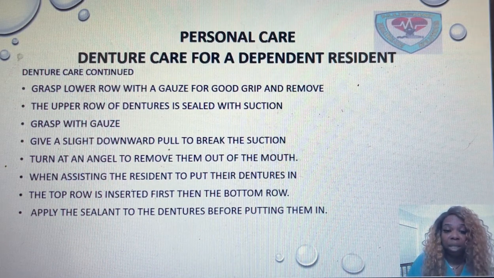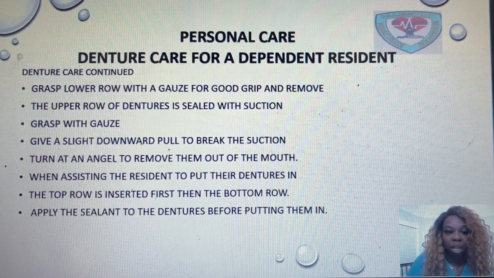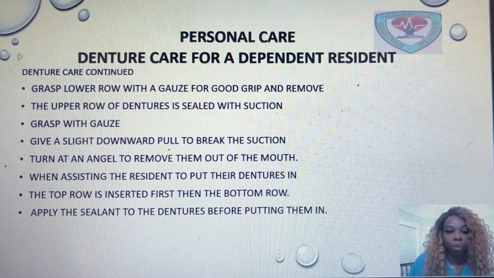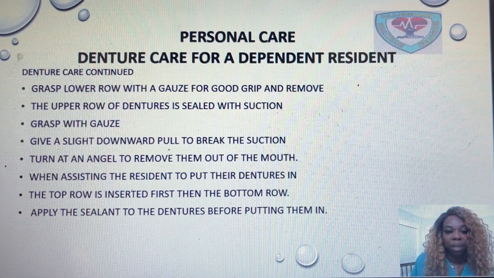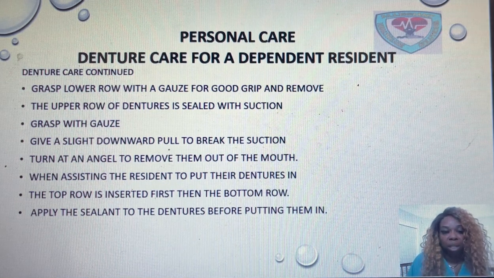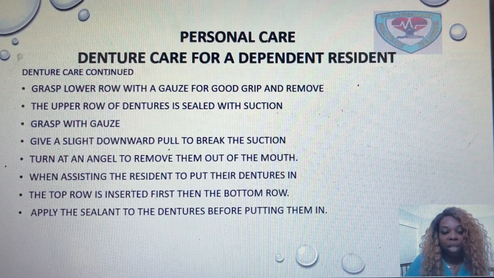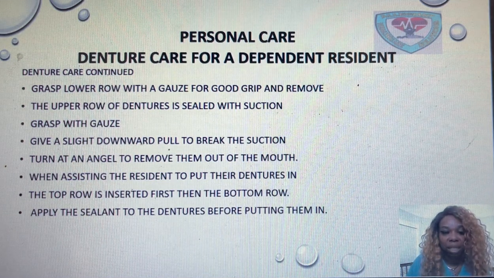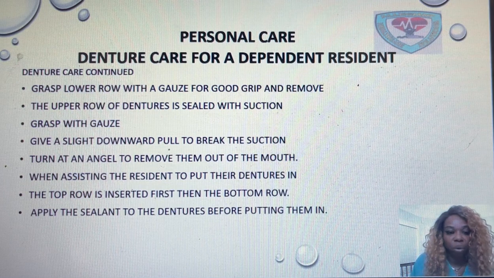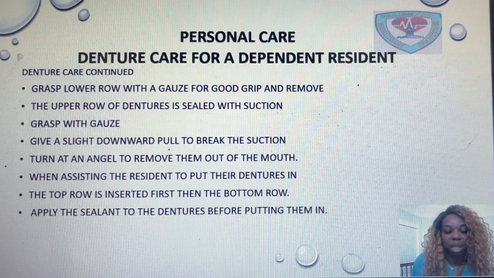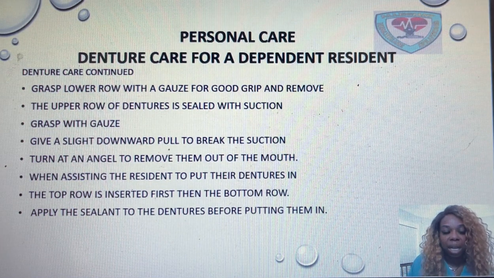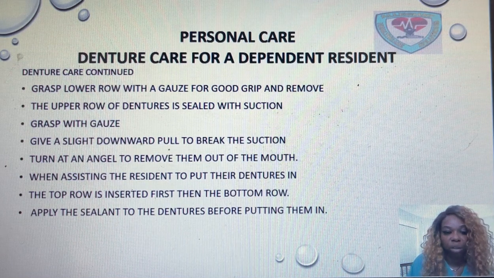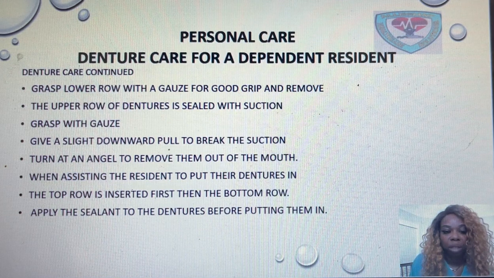When you are assisting the resident to place their dentures inside their mouth, you're going to line up the top row with the gum line, and you're going to insert that top row first. And then you will insert the bottom row last. Before inserting dentures, you're going to apply the sealant to the actual dentures in order to make sure that the dentures are stabilized once they are in place. Once again, make sure that you are providing privacy and that you are using your standard precautions when you are providing denture care, along with following the care plan.